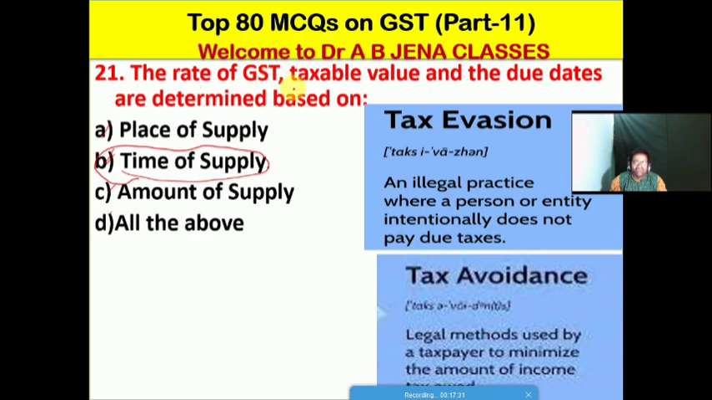The rate of GST, taxable value and the due dates are determined on the basis of the time of supply. So B is the right option for this MCQ.